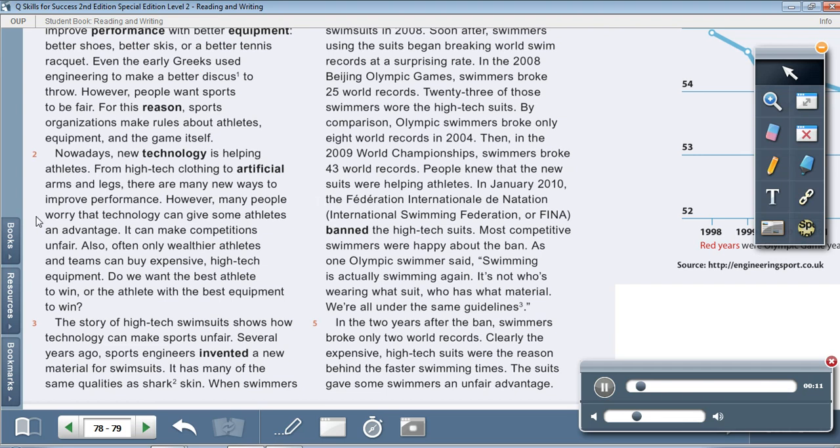Also, often only wealthier athletes and teams can buy expensive, high-tech equipment. Do we want the best athlete to win, or the athlete with the best equipment to win? The story of high-tech swimsuits shows how technology can make sports unfair. Several years ago, sports engineers invented a new material for swimsuits. It has many of the same qualities as shark skin.